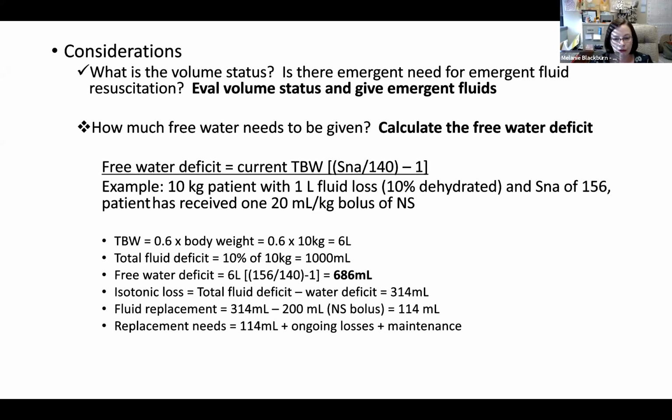Once you have calculated the free water deficit, you'll take their total fluid deficit, which is a liter in this case for this patient, and subtract that free water deficit to get what is remaining that you need to replace. Obviously, if they've gotten any saline boluses, you'll subtract that out. And then you'll use that to add on your maintenance fluids and ongoing losses to see how much total volume you need to replace in your patients. And we'll go over an example of this in a little bit.